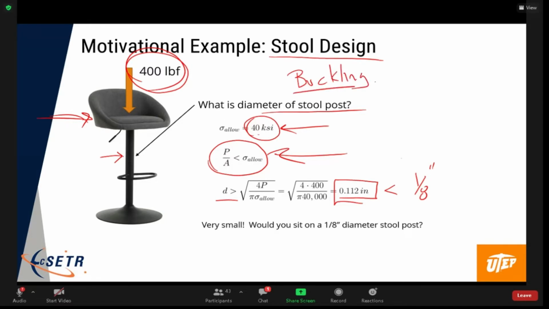This is a failure phenomenon that really limits the operating loads. It has a significant effect on how much load a structure can maintain. So while a 1/8 inch aluminum post can hold in compression 400 pounds without much issue, the buckling load is an order of magnitude lower. And it only happens in compression.